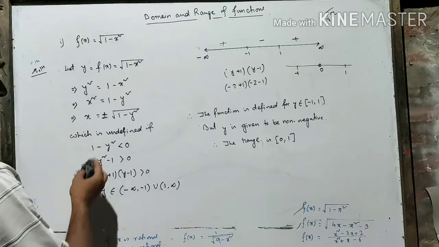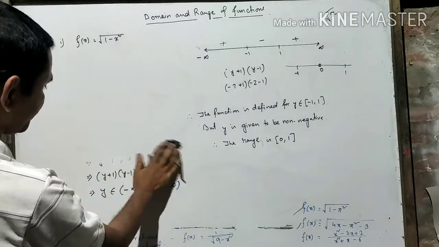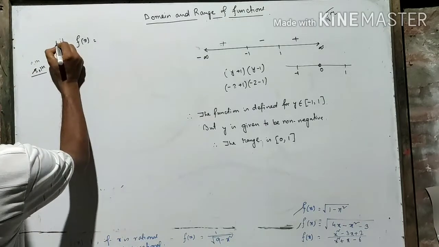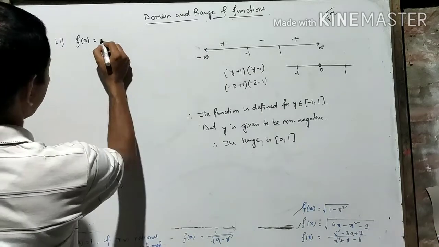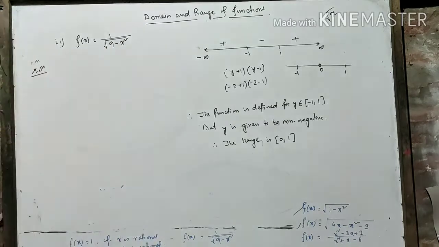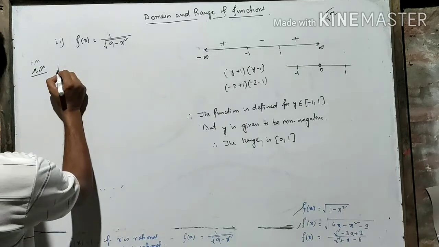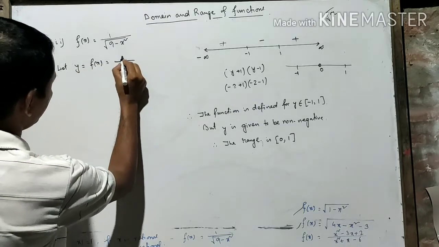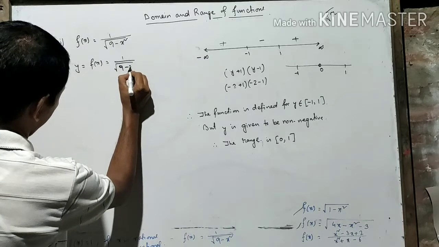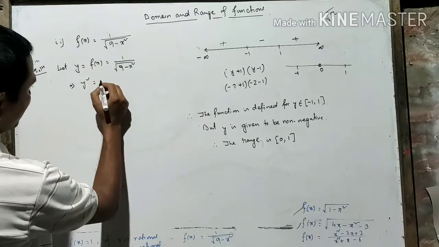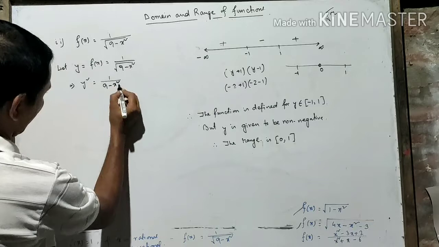Alright? Let us consider the second one. Number 2. f(x) equal to 1 by root over 9 minus x square. So, just like the previous one, you are to consider y. Let y equal to f(x) equal to 1 by root over 9 minus x square. Now make square. Y square is equal to 1 by 9 minus x square.